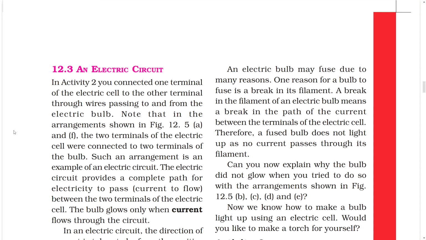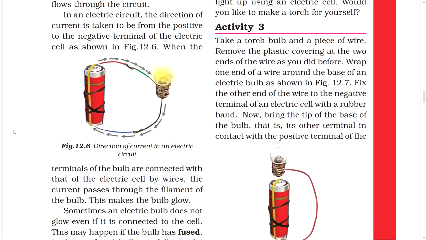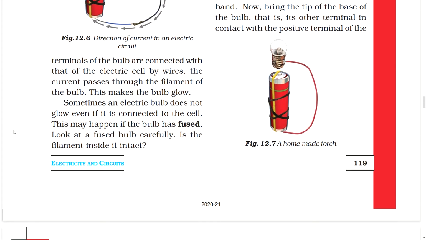Now we know how to make a bulb light up using an electric cell. Would you like to make a torch for yourself? Activity 3. Do this. Take a torch bulb and a piece of wire. Remove the plastic covering at the two ends of the wire as you did before. Wrap one end of the wire around the base of an electric bulb as shown in the figure. Fix the other end of the wire to the negative terminal of an electric cell with a rubber band. Now bring the tip of the base of the bulb, that is its other terminal, in contact with the positive terminal of the cell. Figure: a homemade torch.